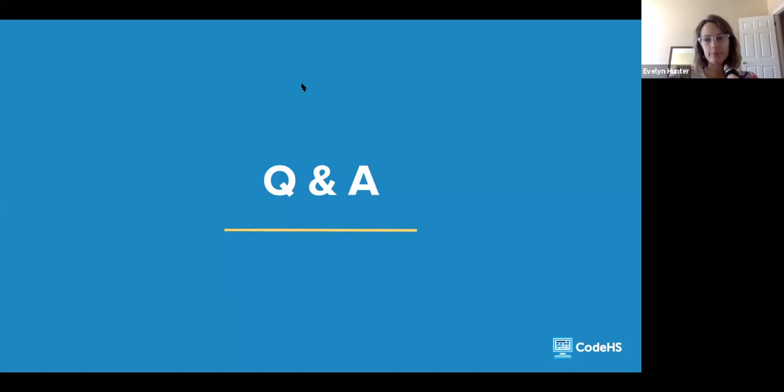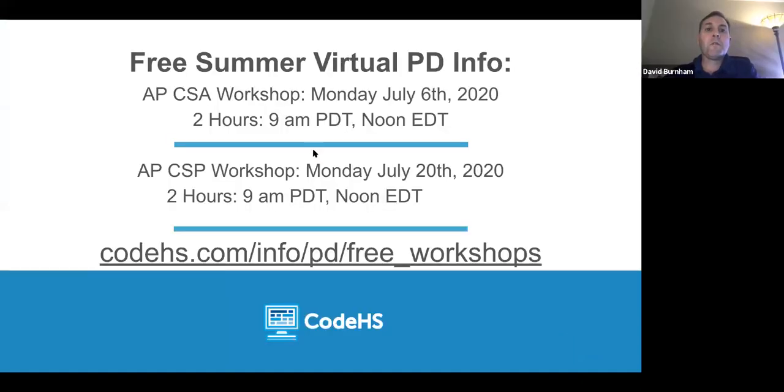Okay. So yes, we do have some summer free PDs coming up. We have one specifically focused on the AP CSA and using AP CSA on our platform. That is going to be Monday, July 6th, 2020, and it's going to be a 2-hour PD from 9 a.m. to 11 a.m. Pacific Daylight Time, or from noon to 2 p.m. Eastern Daylight Time. We also have a specific workshop on AP CSP, which will be offered 2 weeks later at the same time, Monday, July 20th.